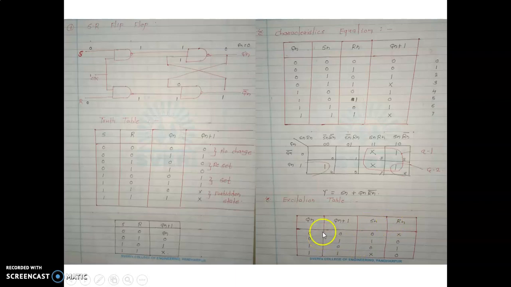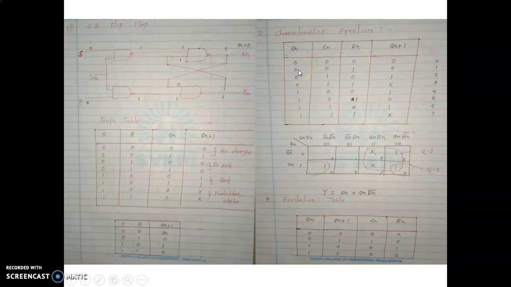In order to write this, again we have to go to the characteristic equation table. Here Qn is 0, Qn plus 1 is also 0. So in order to draw the excitation table, we have to consider the characteristic equation table. Whatever the Qn and Qn plus 1, here Qn and Qn plus 1 is 0 0. Then we have to write the Sn and Rn. In the table Qn is 0 and last column Qn plus 1 is 0, so Sn Rn are 0 0.